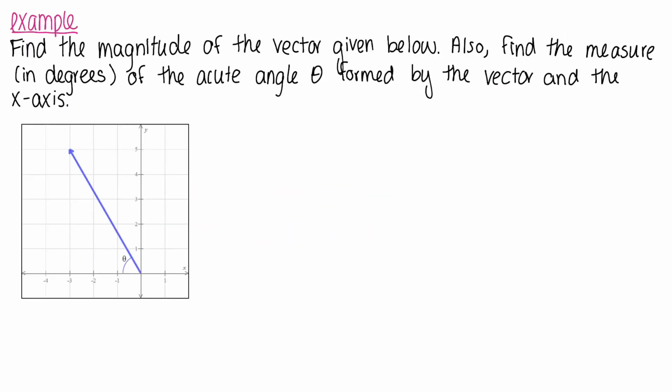This one right here is a little bit different. So here we have, where's my pointer? Here we have a picture. So we want to find the magnitude of the vector given below and the measure in degrees of this acute angle theta formed by the vector and the x-axis. So it's a little bit easier here if we draw this as a triangle.